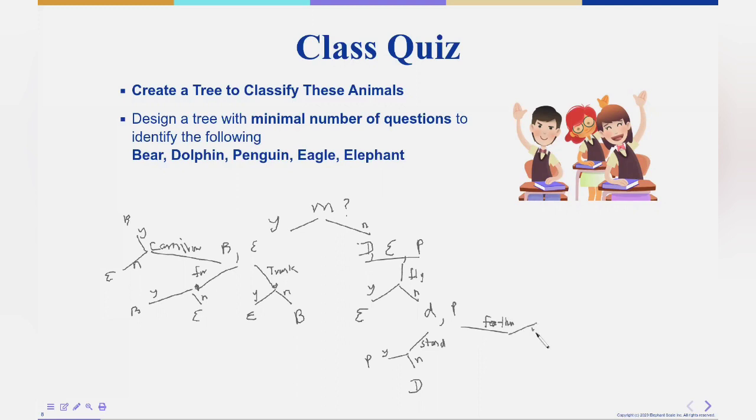Feather, yes, no. Yes meaning penguin, no meaning eagle. Cool, right? Very good. So this is a kind of a simple fun exercise. The reason I had you guys doing this is, right?